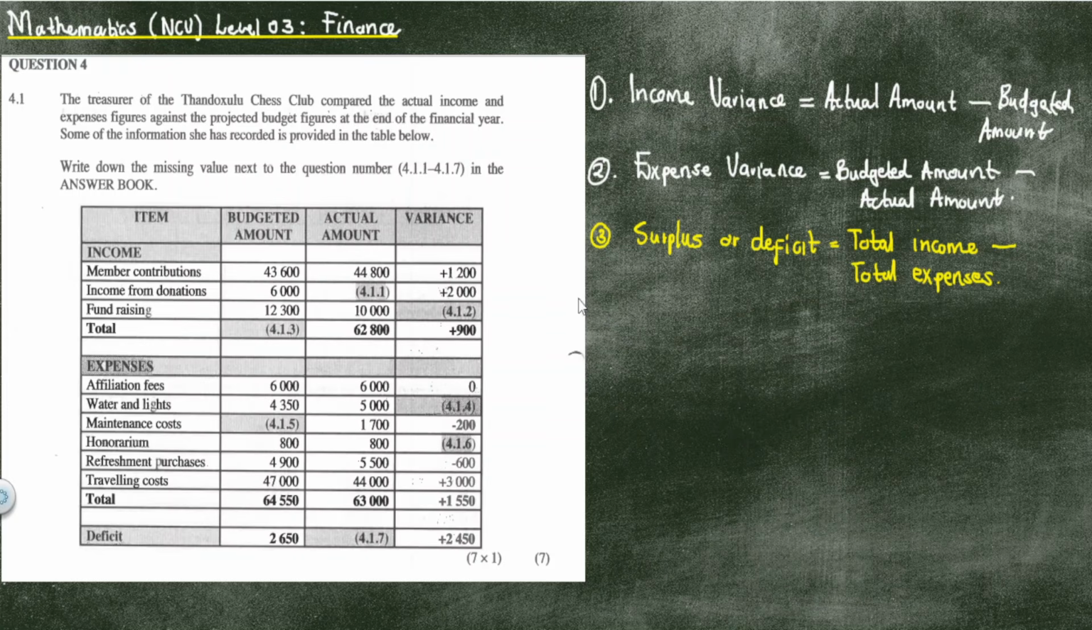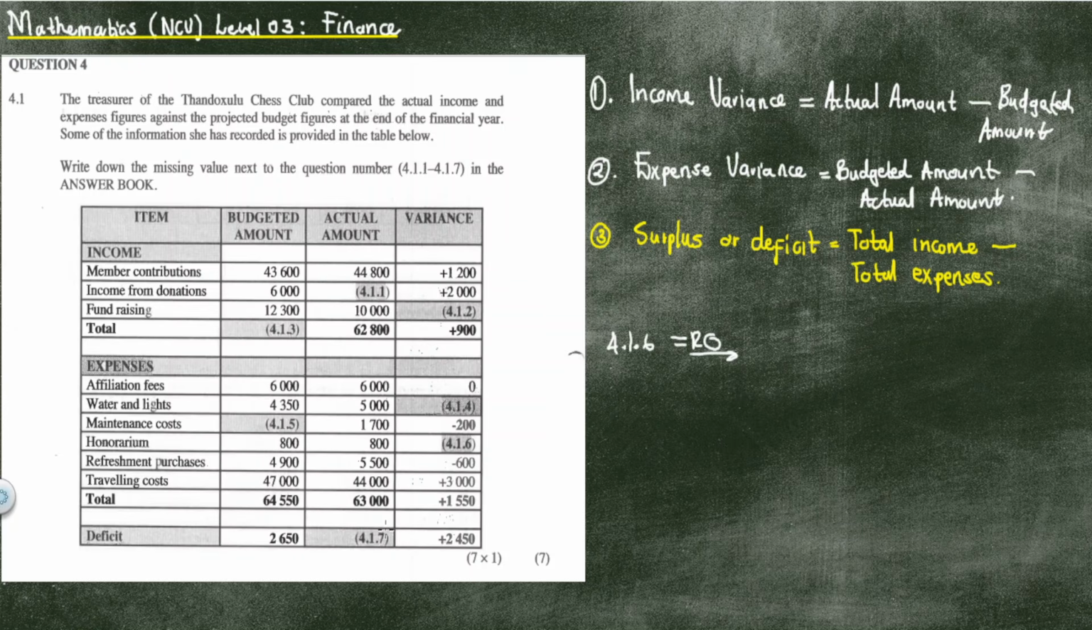Let me just hide this, and then let's do 4.1.6. Okay, that's an easy mark, that's a giveaway basically. So that's just the zero, no variance.